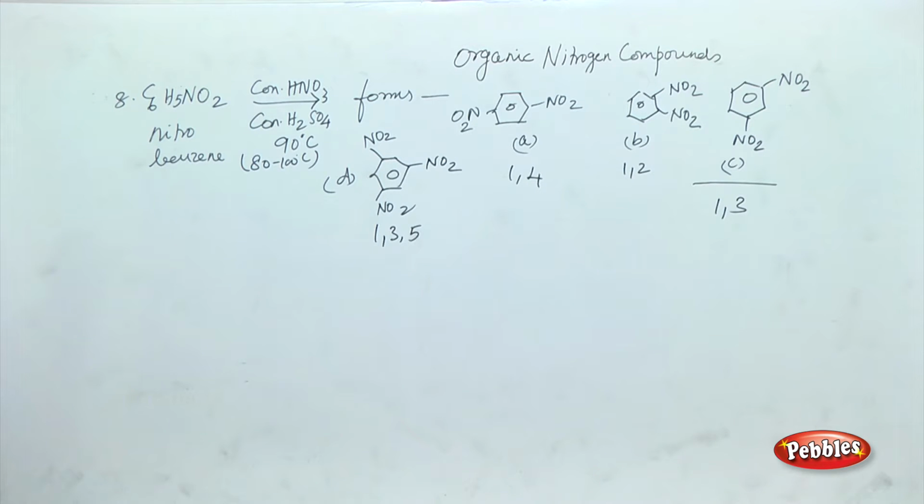1,3-dinitrobenzene. To repeat the current question along with the correct answer: the nitrobenzene reactant on heating to a temperature of 80 to 100 degrees in the presence of nitration mixture, namely concentrated nitric acid and sulfuric acid, forms the product 1,3-dinitrobenzene. This finishes the current question and its answer.